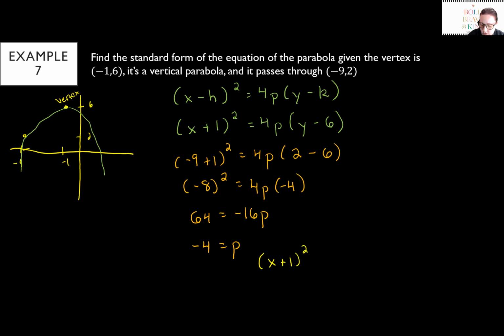X plus 1 squared equals 4 times P. So that's 4 times -4 times Y minus 6. Or X plus 1 squared equals -16 times Y minus 6.